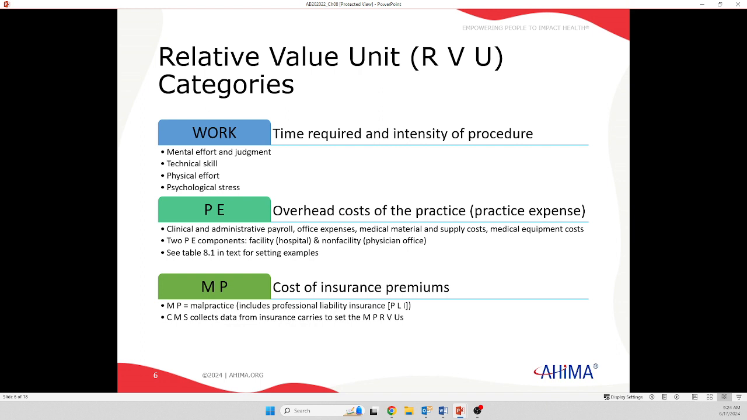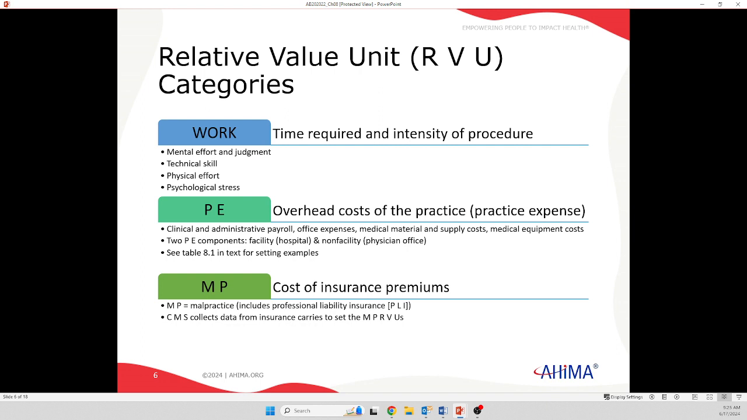Now, there are two types of PEs. We have the facility, which is the hospital, and the non-facility, which is the physician's office. It oftentimes is higher in a non-facility, just because we may have less employees, so it may cost us more to run that facility. So it says to see table 8.1 for some setting examples, and that is on page 157. So you can see facility versus non-facility on the bottom of that page.